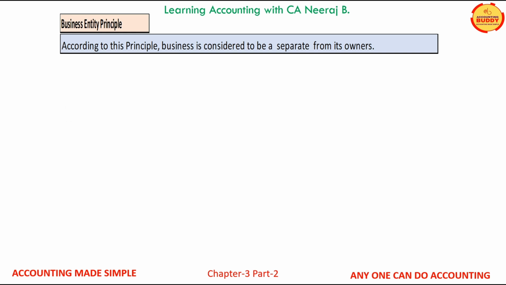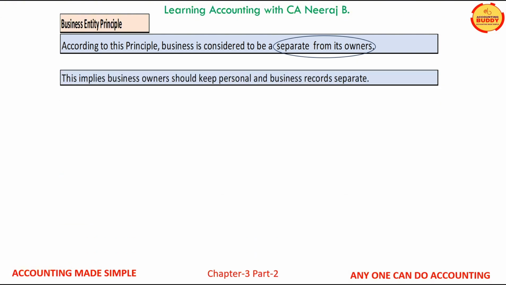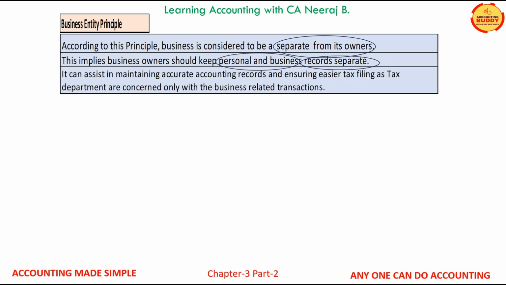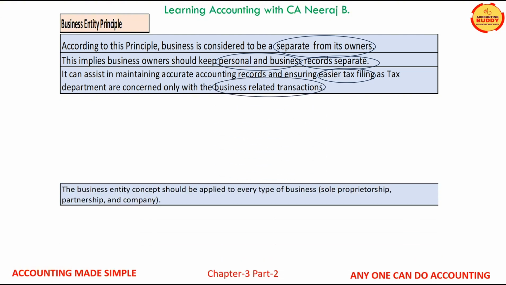Business is considered separate from its owners. In other words, business is considered as a separate legal entity which is different from the entity of its owners. This means business owners should keep business and personal records separate. This principle ensures that information only related to business is recorded and thus accurate profit or loss is reported for tax purposes. The tax department is concerned only with the business related transactions.